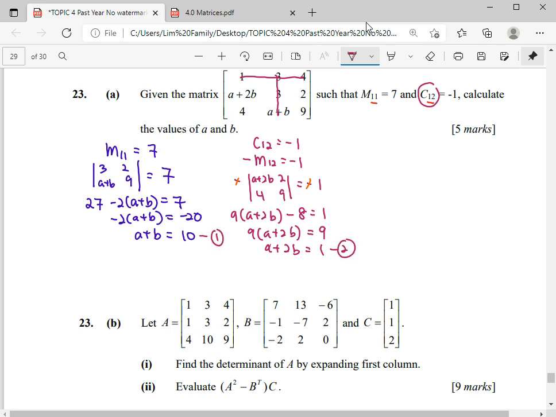We're going to solve our simultaneous equations. We can see our A is the same, so we can eliminate A by using equation 2 minus equation 1. So I will be left with B. B is negative 9. Then substitute back into 1 to find out A. So this is how we find our A and B.